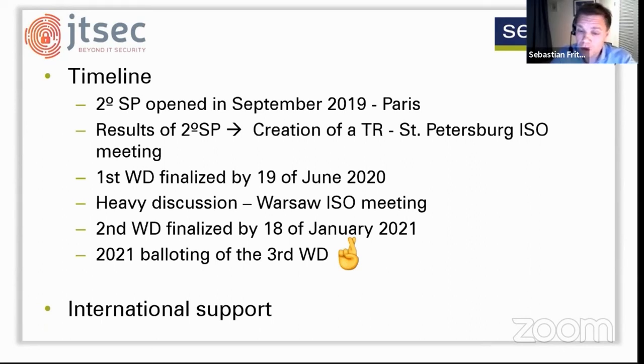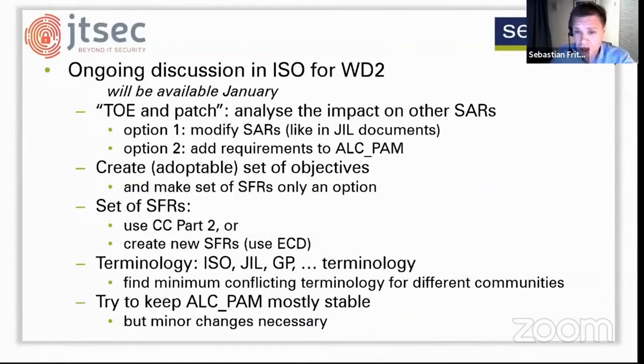Then hopefully there will only be three working drafts, and we can go to balloting in the second half of 2021. So fingers are crossed, but we hope we are able to catch all the ideas and the discussions from the last meeting and present a very good second working draft for the next meeting, for the next discussions. These are only a few details of what is currently under discussion.